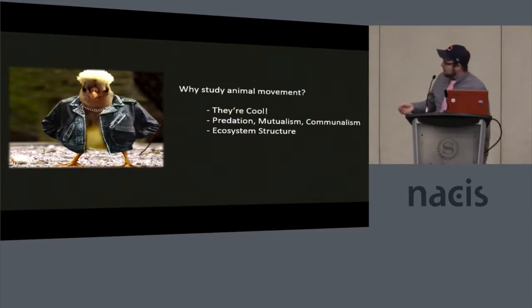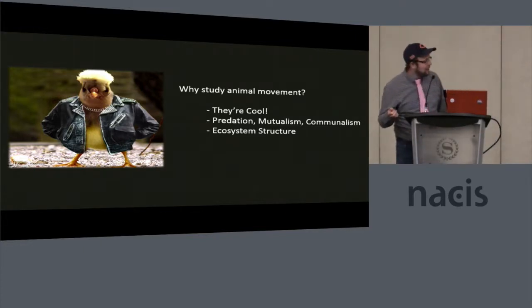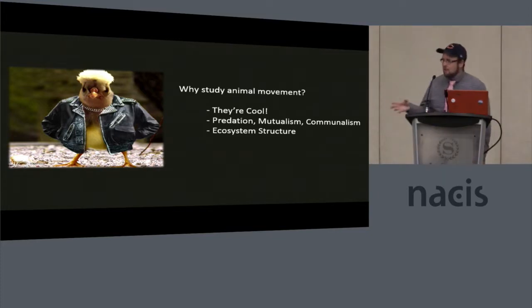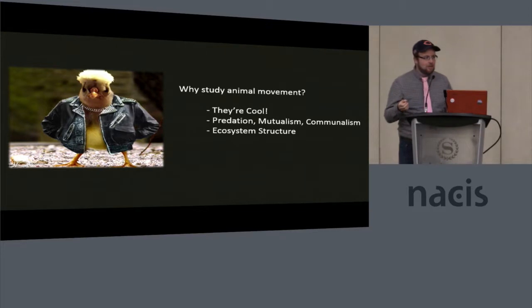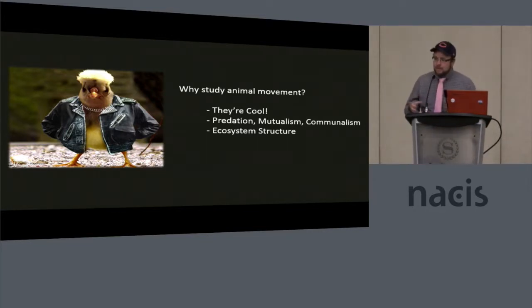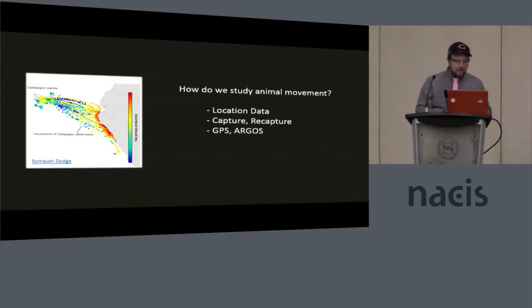So why do we study animals? First of all, they're really cool. Like this bird, I mean, that's the coolest bird ever, right? But really, more importantly, we can look at things like predation, mutualism, commensalism, how animals are interacting with each other, and how that affects ecosystem structure. That's a really important part of the research I do. I look a lot at how movements impact the context of the ecology of the system.